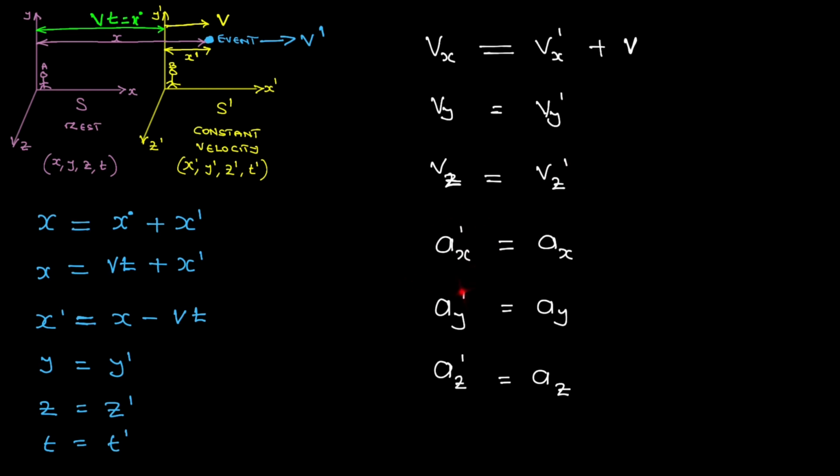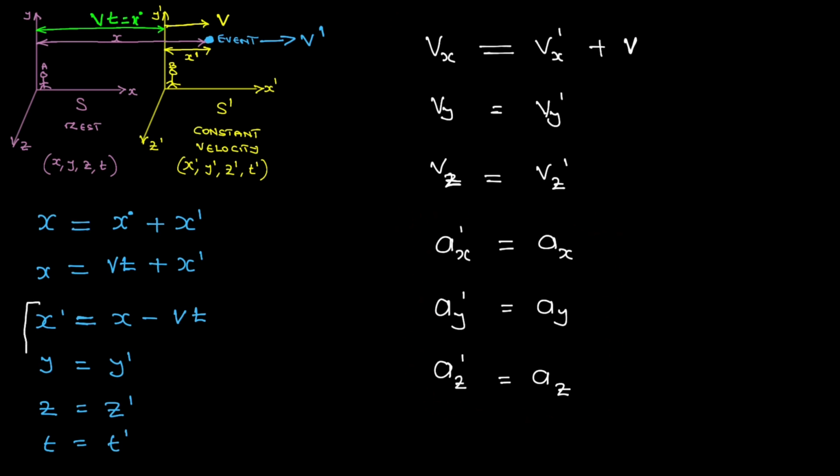The acceleration will be the same for both cases because that's changing velocity, and therefore ax prime will be equal to ax, and ay prime will be equal to ay, and az prime will be equal to az. So this is the Galilean transformation of two frames of reference, where one is stationary and the other is moving with a constant velocity. And this is the velocity transformation, and this is the acceleration transformation.